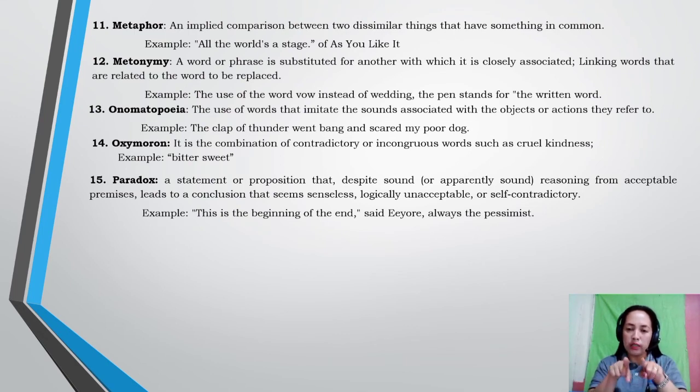Two contradicting words, they are together. Just like cruel kindness and bittersweet. While your paradox, there is something in between them. That is what I remember from the first time we had a quiz between oxymoron and paradox, where there are words between them. For example, this is the beginning of the end.